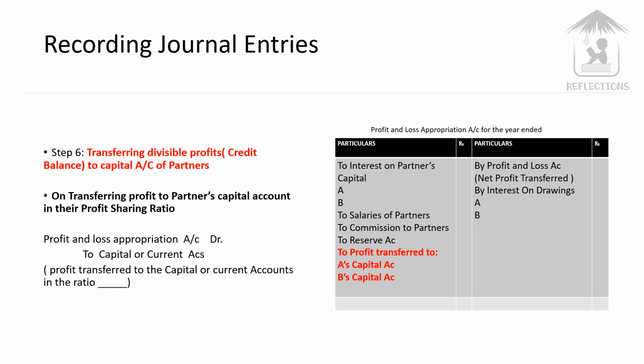So once all the entries have been recorded in the profit and loss appropriation account, total the debit side and the credit side. The difference between the credit side total and the debit side total gives you the divisible profit. And that is the profit which has to be transferred to the capital account of the partners. So for transferring the divisible profit, which is the credit balance, the double entry would be debit the profit and loss appropriation account, credit the capital account. Profit and loss appropriation account debit to capital account or current account of partners.